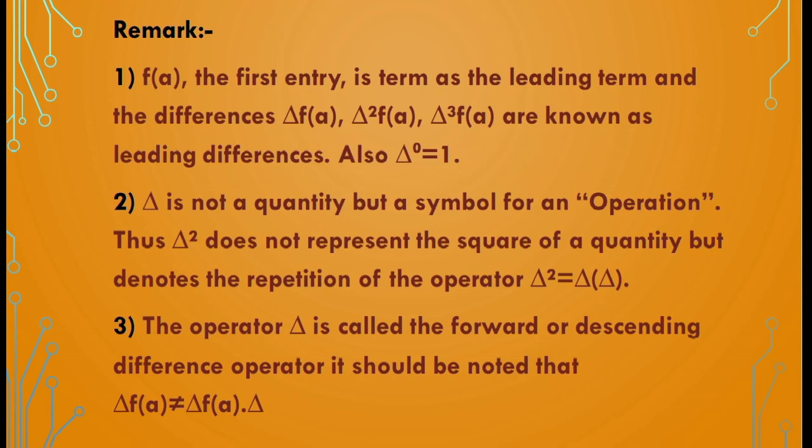The first remark: f of a, the first entry, is termed the leading term, and the differences delta f of a, delta square f of a, delta cube f of a are known as leading differences. Also delta raised to 0 is equal to 1. Second remark: delta is not a quantity but a symbol for an operation.